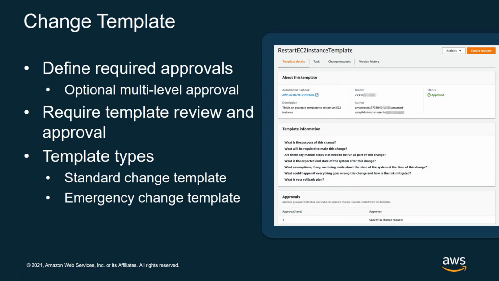And then Change Manager supports 2 different types of change templates. For an approved change request that is based on an emergency change template, the requested change can be made even if there are blocking events in Change Calendar. And then for an approved change request that is based on a standard change template, the requested change cannot be made if there are blocking events in Change Calendar unless additional approvals are received from a delegated change freeze event approver. And we'll be taking a look at both of these options once we go into the workshop later on.